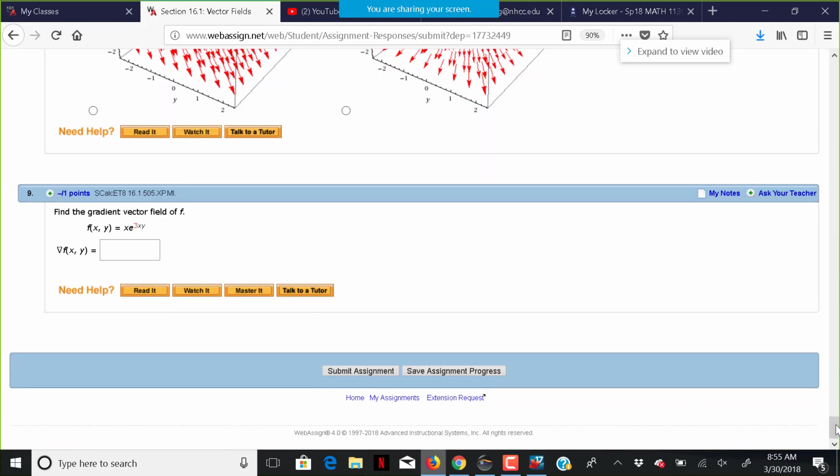Okay, and that's just find the gradient, which we've done before. All right, that's it.